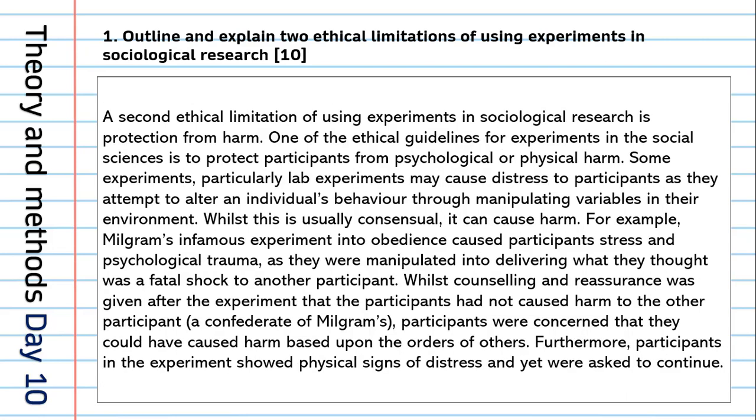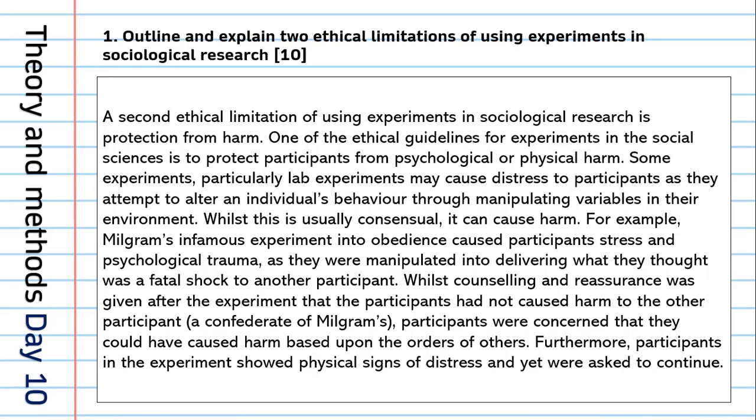A second ethical limitation of using experiments in sociological research is protection from harm. So I've identified the limitation. One of the ethical guidelines for experiments in the social sciences is to protect participants from psychological or physical harm. Some experiments, particularly lab experiments, may cause distress to participants as they attempt to alter an individual's behaviour through manipulating variables in their environment. Whilst this is usually consensual, it can cause harm.